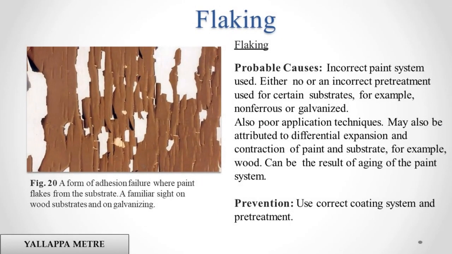Flaking. Probable causes. Incorrect paint system used. Either no or an incorrect pre-treatment used for certain substrates, for example, non-ferrous or galvanized. Also poor application techniques. May also be attributed to differential expansion and contraction of paint and substrate, for example, wood. Can be the result of aging of the paint system. Prevention. Use correct coating system and pre-treatment.